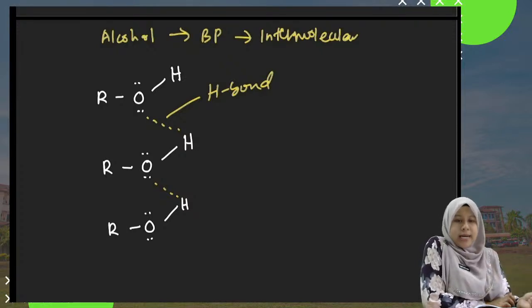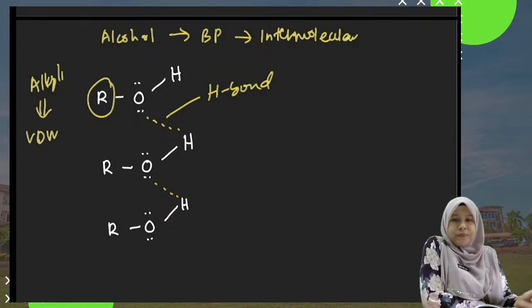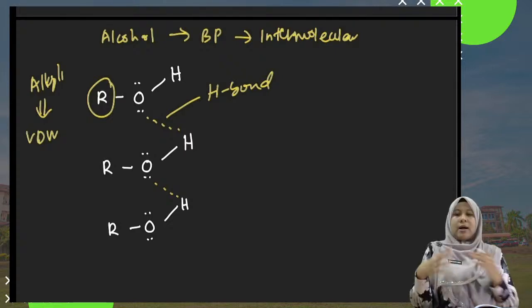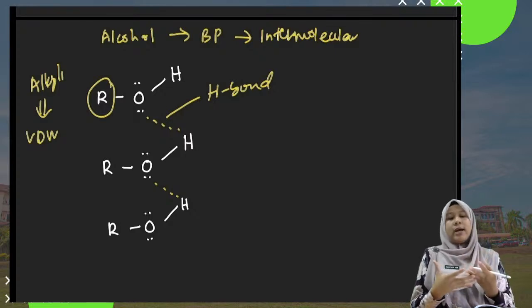Okay, so compared to R, R is the alkyl group. Alkyl group means carbon. So the carbon part contains only van der Waals forces. Okay, the strength of hydrogen bond is higher, it is stronger compared to van der Waals forces. That's why when we compare alcohols, they have hydrogen bonds. If it has one OH, then that is its hydrogen bond.